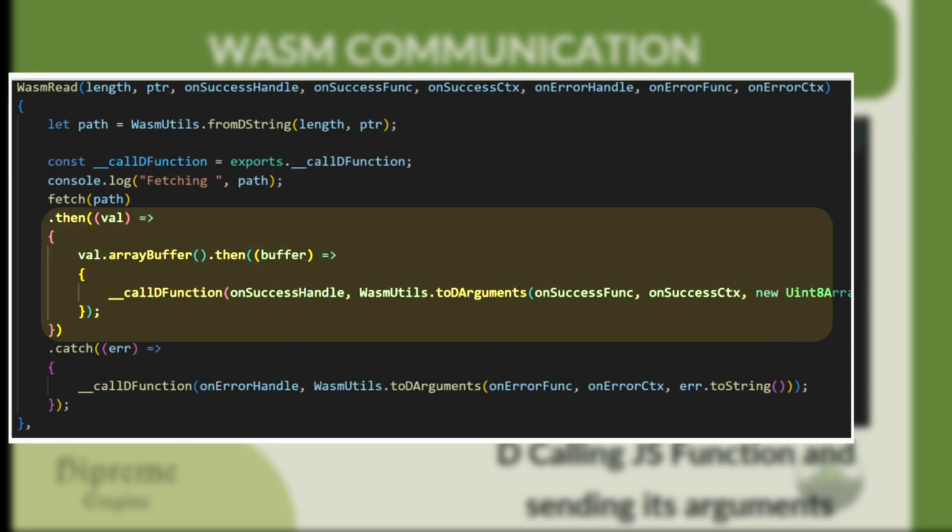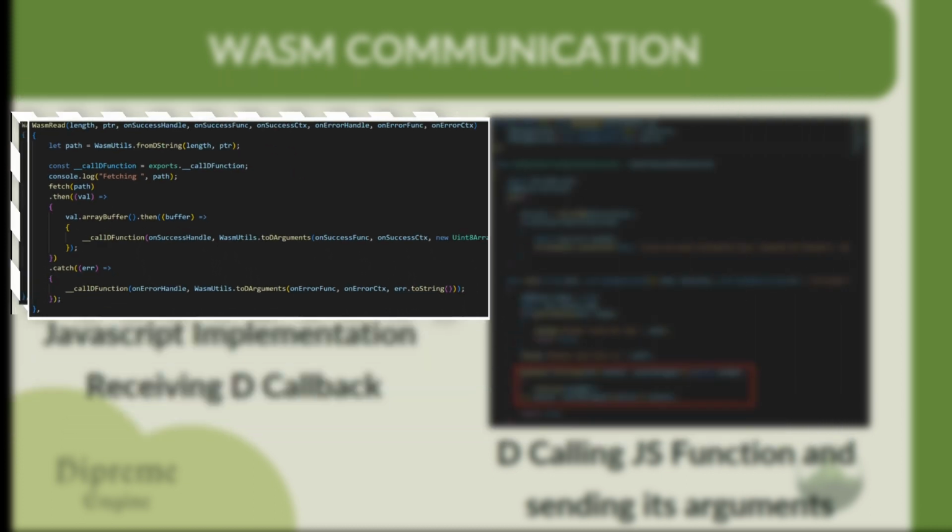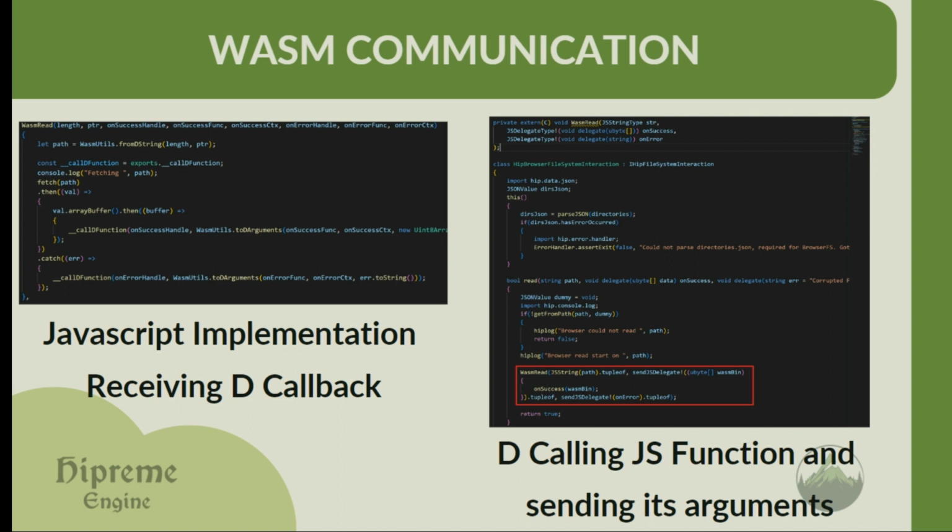You can see I use promises to load files inside web. Then I send this success handle with its function pointer address, and also have to use some kind of util tools here to convert from JavaScript objects to the arguments as I'm expecting. You can see there's also a lot of string conversions here because they don't work.